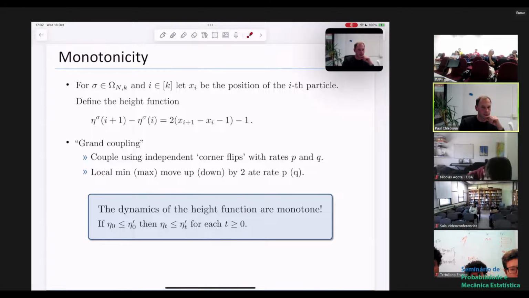Okay. It should be at, not 8. Okay, are the coupling and the height function dynamics all clear?